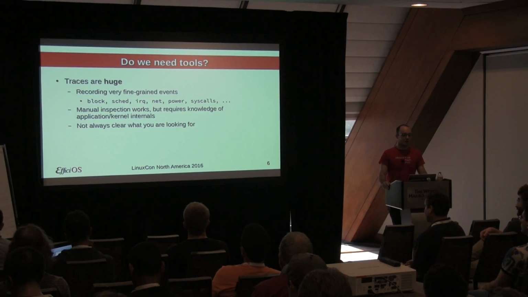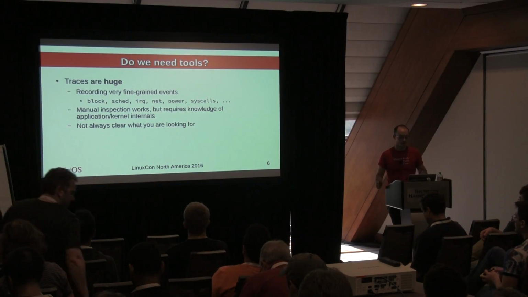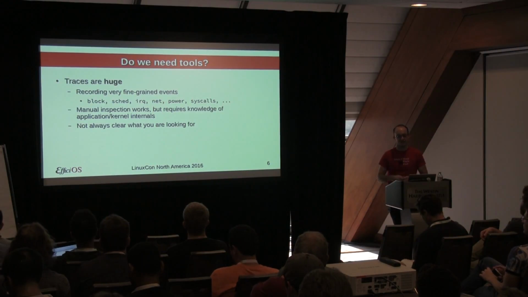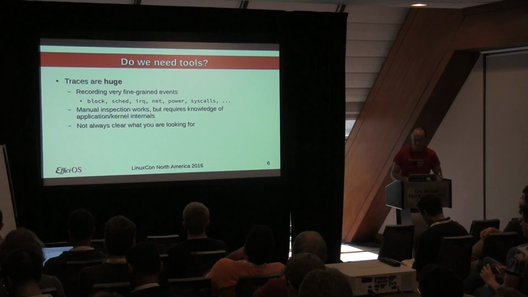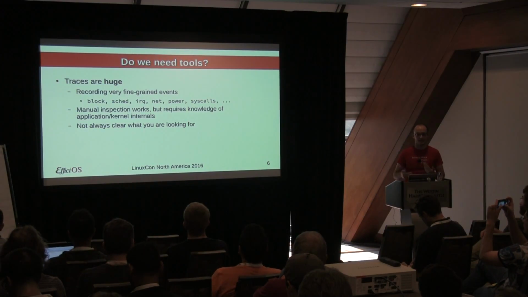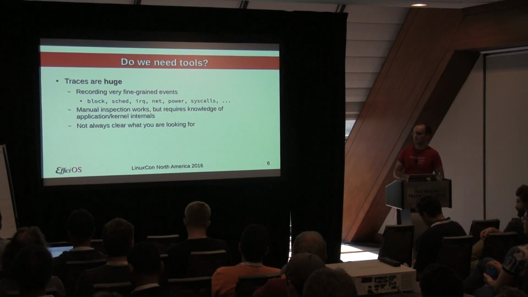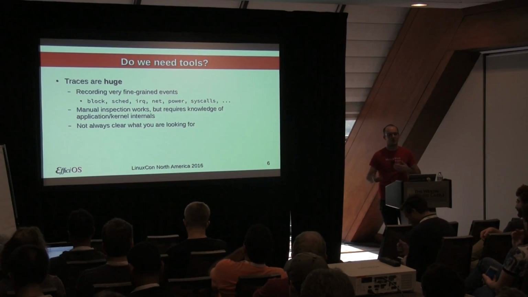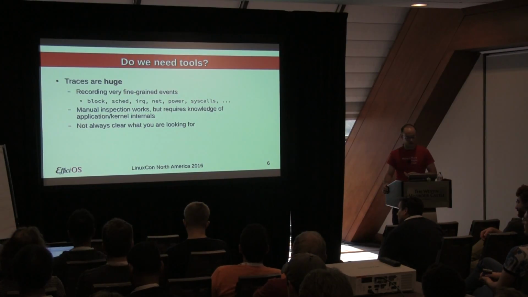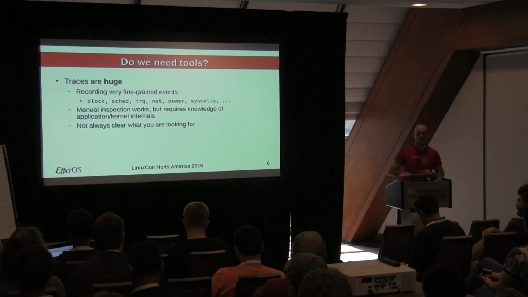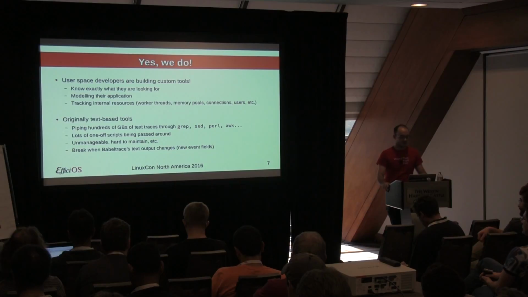And do we need tools? Well, yes, because the traces are huge. LTTng, as far as the kernel tracer is concerned, is collecting very fine-grained events, as you may know. Things like block layer events, scheduling events, IRQ, net, power, syscalls. Syscalls are going to make sense to your average application developer, but the rest kind of requires you to know about the kernel internals. Manual inspection is going to work if you know what you're looking for, but at some point you really need tools to at least eliminate most of the traces and allow you to focus on what's actually interesting. So we need those tools.